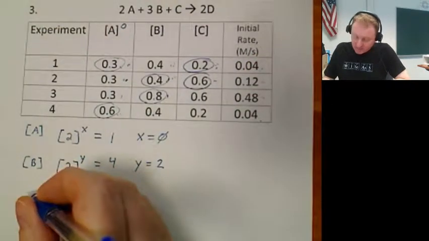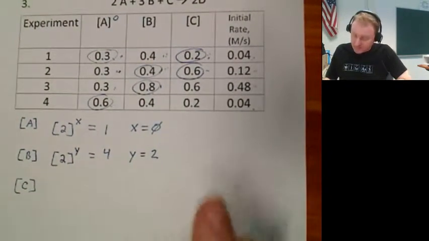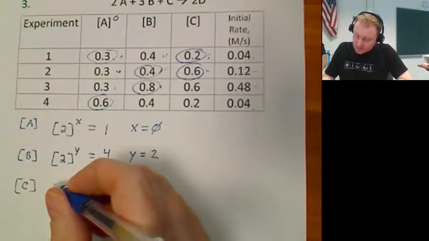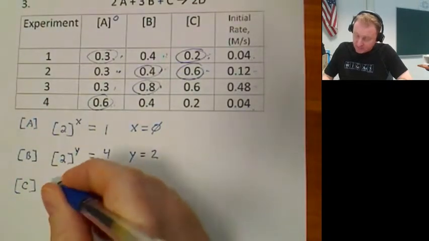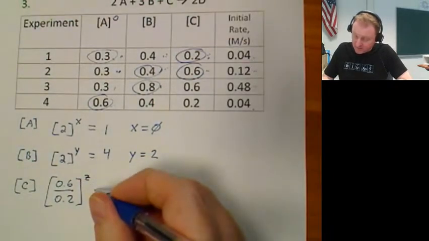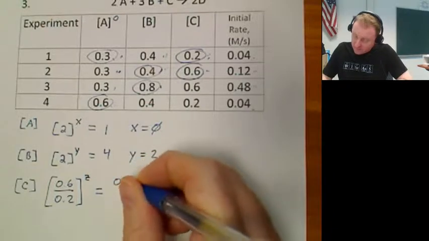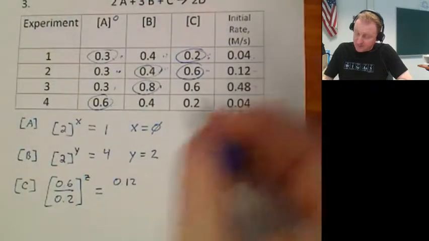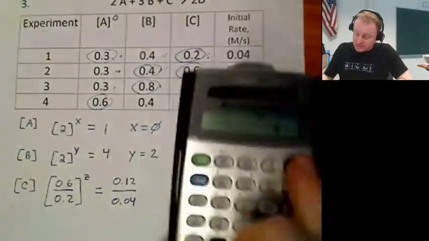So I'm going to write this one out in a little more detail here. The concentration of C tripled. I'm going to use the larger number on top, so 0.6 over 0.2. That's its change, and it's going to be to some power. I'm going to say that's a Z power. I don't know what that is yet. And the rate went from 0.12, choosing experiment 2 over experiment 1, over 0.04. Let's calculate that out real quick.